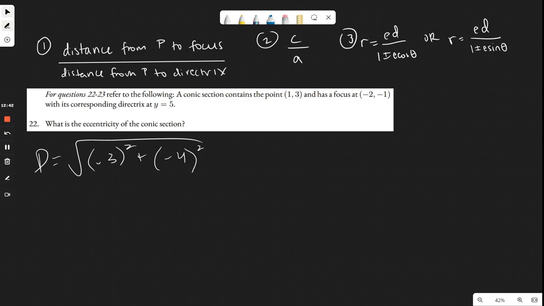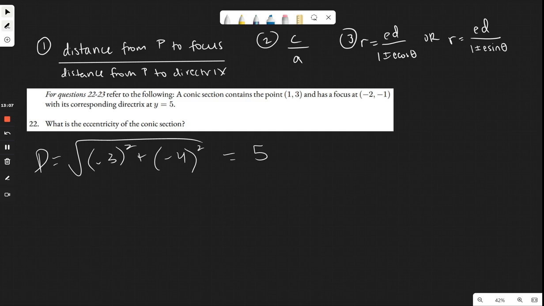Basically, we're doing the Pythagorean theorem with the distances, right? We're going from 1 to -2, which is a distance of 3, plus 3 to -1, which is a distance of 4, and we're squaring it, and wow, this is a Pythagorean triple. This is the square root of 9 plus 16, which is the square root of 25, which is 5. Okay, so the distance from the point to the focus is 5.